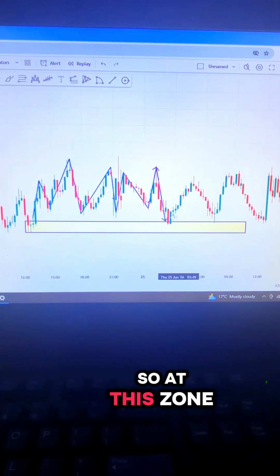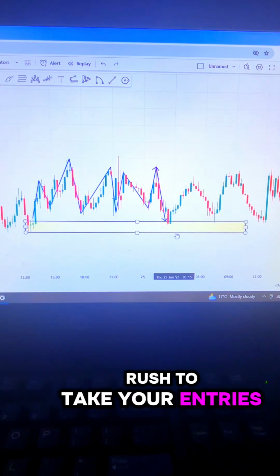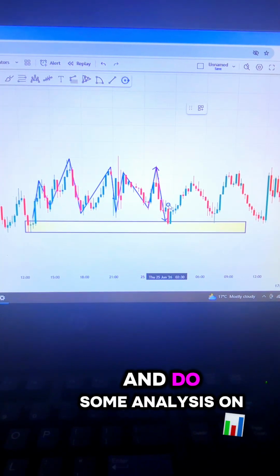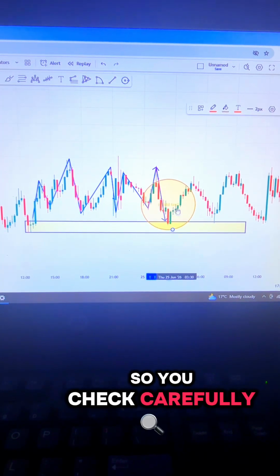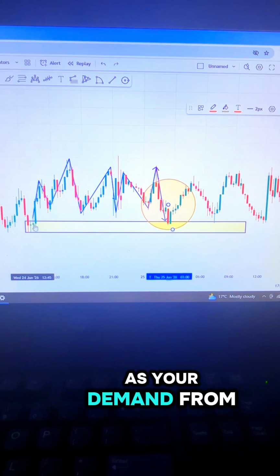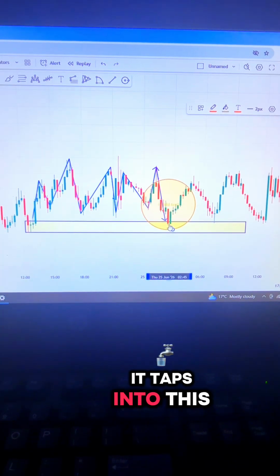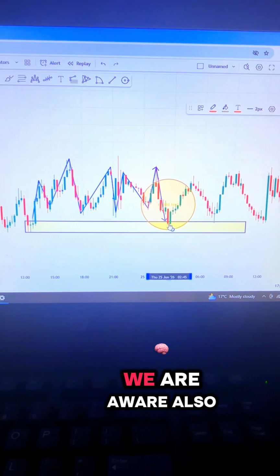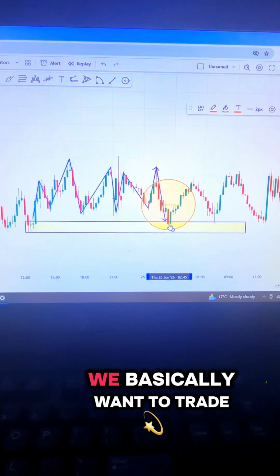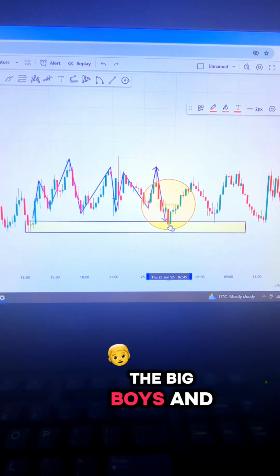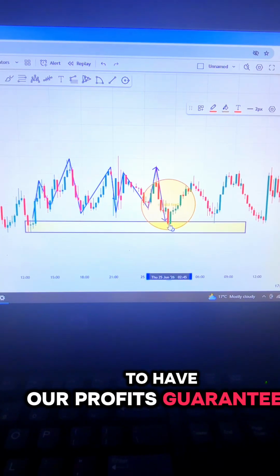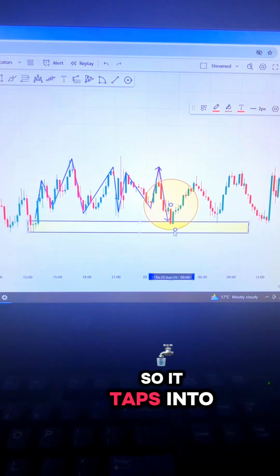At this zone, you don't rush to take your entries. It's a very key zone. We want to mark it with a circle and do some analysis on it. So check carefully what happened at this zone. The market tapped into the zone which you had marked as your demand. We are not taking the trades yet. We are aware that we are trading with the big banks, so basically we want to trade with the big boys and the large financial institutions to have our profits guaranteed.